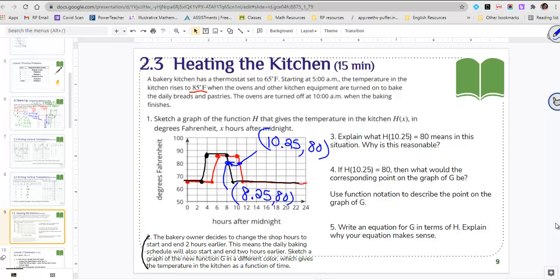So the function notation to describe that is that it's happening at 8¼ hours. So G of 8.25 equals 80. This is what they mean by function notation. We're just saying what is our function that we're using, what is the input that corresponds with the output.